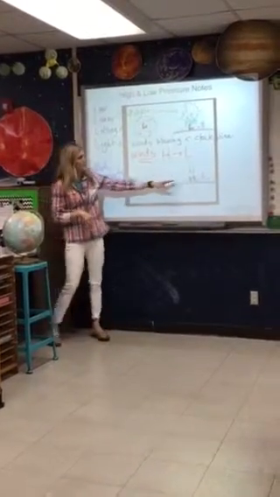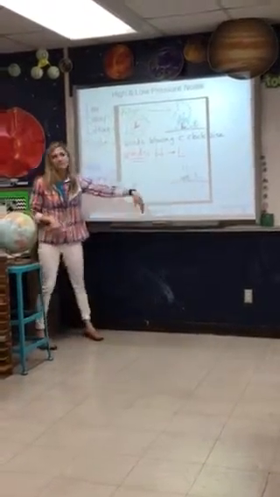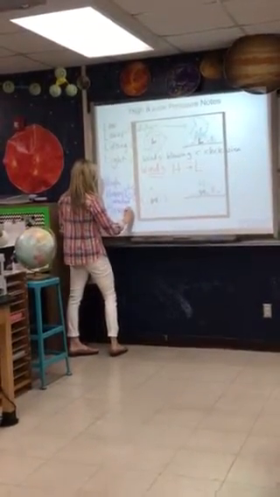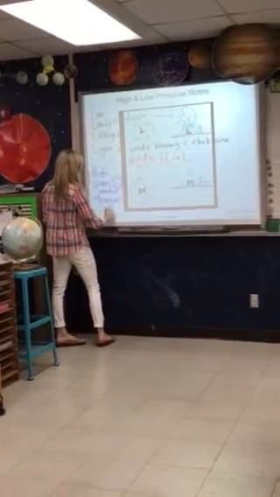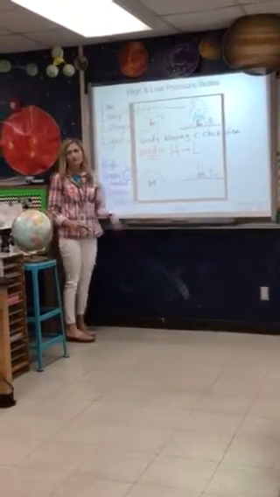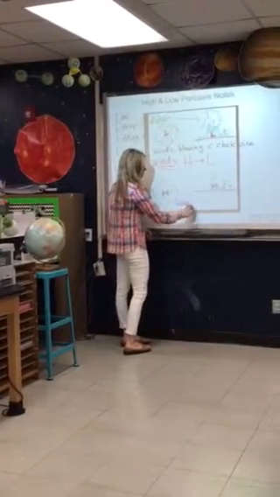And then the air over here is sinking. Why would it be sinking? Heavy. Very good, because it's heavy air. Okay, so the heavy air is sinking. Heavy air sinking. And the winds rotate around a high pressure system clockwise. So the winds go clockwise.